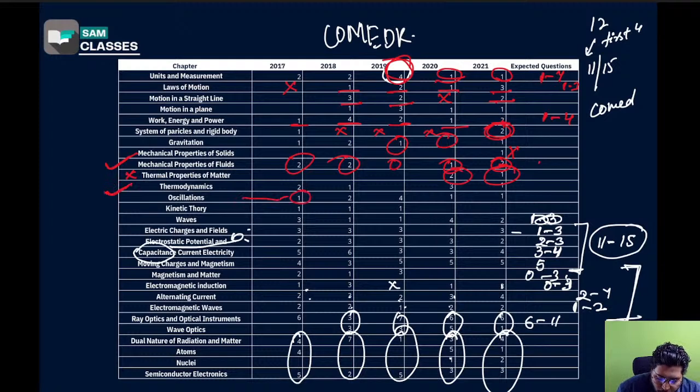Oscillation, if you see, 1 mark, 2 mark, 4 mark, 1 mark, 1 mark. So 1 to 4 it can fluctuate, so you should not leave it. Very important, okay? Kinetic theory, you can skip also, not coming these days. Waves, you have to do, very, very important. So again, same thing, around 11 to 15 marks it will be there from the 11 topics.